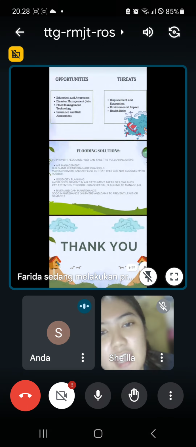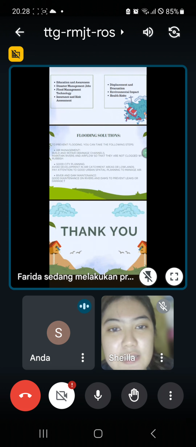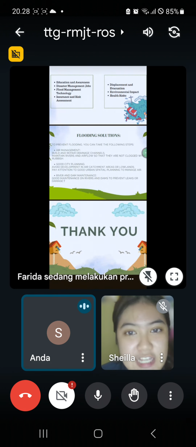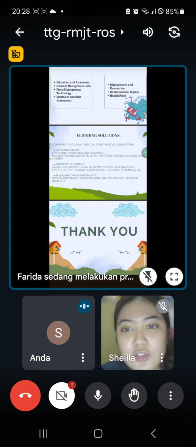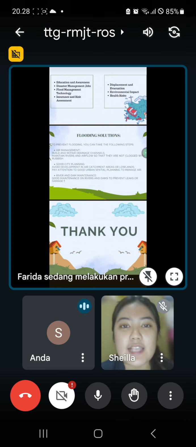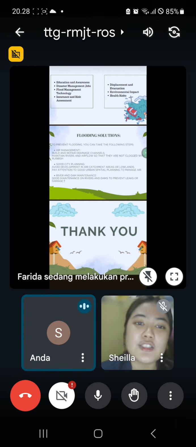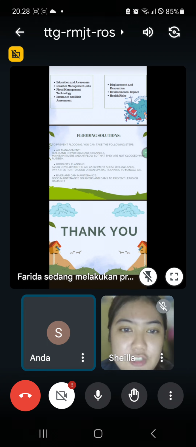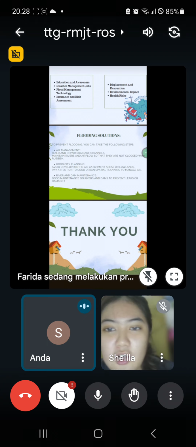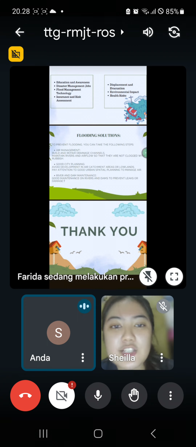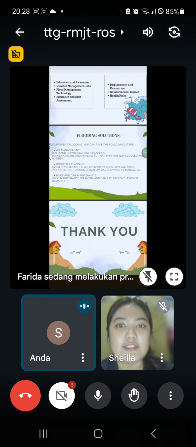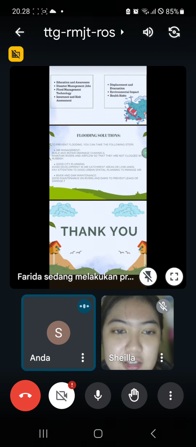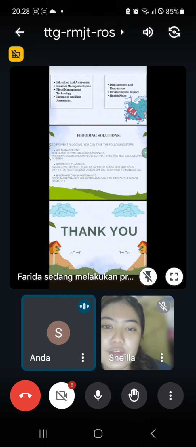And the next is flooding solutions. The first is water management. Build and repair drainage channels, and maintain rivers and waterflow so that they are not clogged with rubbish. And the second flooding solution is good city planning. Avoid development in water catchment areas or lowlands. Pay attention to good urban spatial planning to manage water. The third is river and dam maintenance. Good maintenance of rivers and dams to prevent leaks and damage.